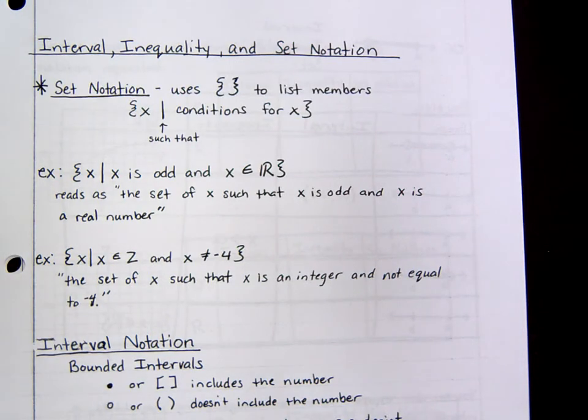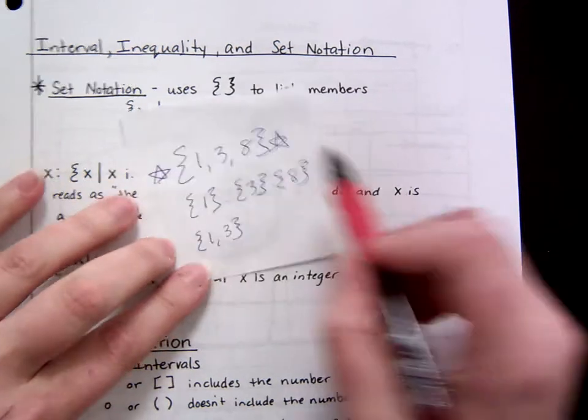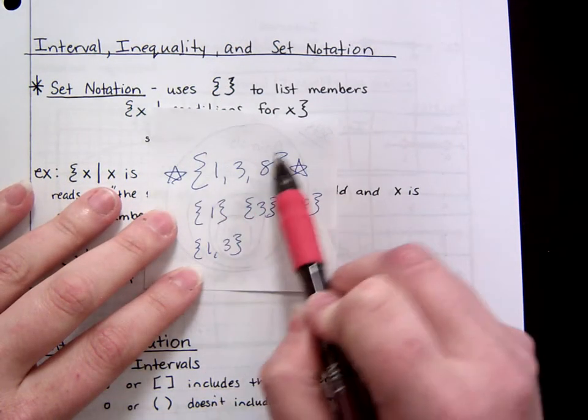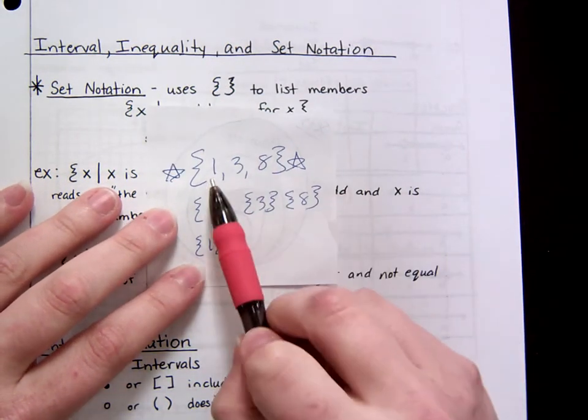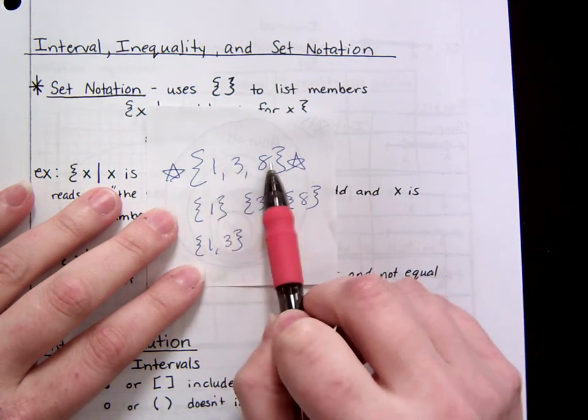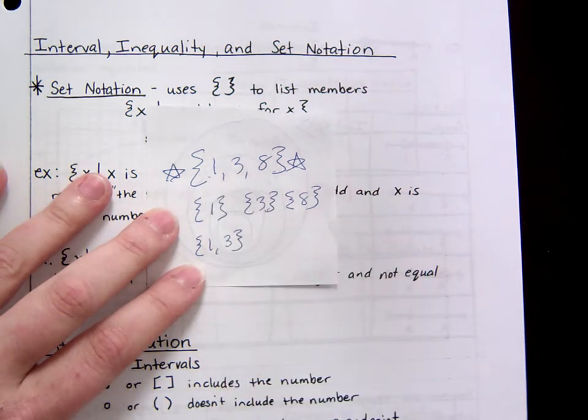Alright, one of the things we cover in this class are different ways of expressing a set of numbers. In the last video, I talked about what a set is. And one of the ways you can express a set is with set notation. Set notation basically uses these curved brackets to list the members. So if you have just single members, you might do the set of numbers like this.